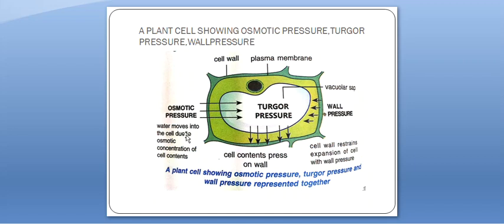Now this is a plant cell which shows the three pressures: osmotic pressure, turgor pressure, and wall pressure. So this is a common plant cell having a cell wall and a plasma membrane. The vacuolar sap. Now this is the osmotic pressure. The water moves into the cell due to the osmotic concentration, which is called osmotic pressure. The wall pressure is the pressure created on the cell contents, and turgor pressure is the pressure created on the wall. And this is a diagram of the plant cell showing osmotic pressure, turgor pressure, and wall pressure represented together in one diagram.